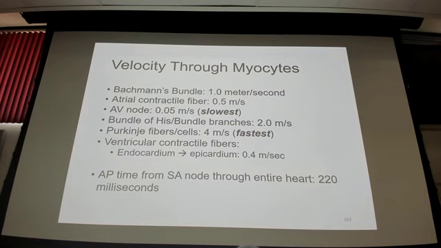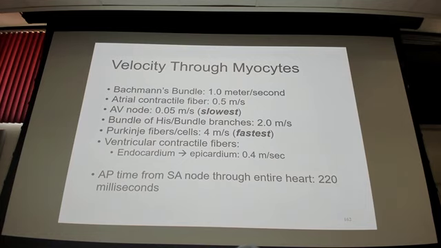So, Bachmann, I didn't start with the SA node. I should add the internodal pathways. Bachmann's bundle and the internodal pathways are all about 1 meter per second, so pretty fast, right? That's how fast the energy travels through those fibers. The atrial contractile fibers, the myocytes themselves, slow down again to allow simultaneous atrial contraction. That's why it slows down to about 0.5 meter per second. Now we get to the AV node, and now we're at 0.05 meters per second. That's why it says slowest, right?